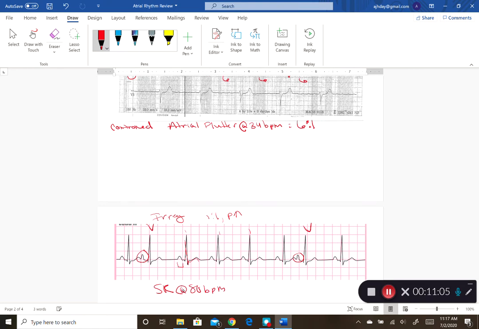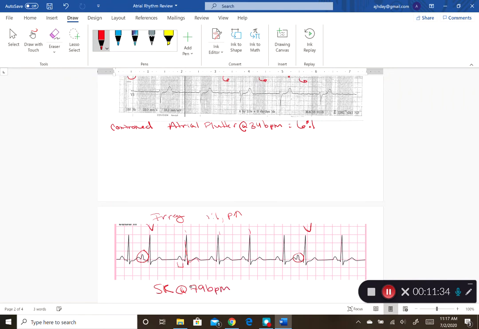If I wanted to be more exact, I could count out between two normal beats. So 5, 10, 15, 16, 17, 18, maybe 19. Let's go ahead and figure out what 1500 divided by 19 is. It gives me about 78.9. So technically, if we want to be more exact, we could put 79 beats per minute.